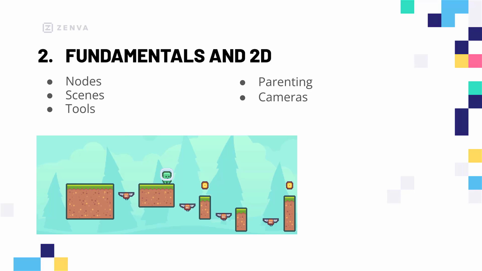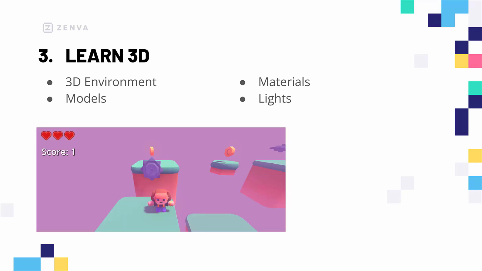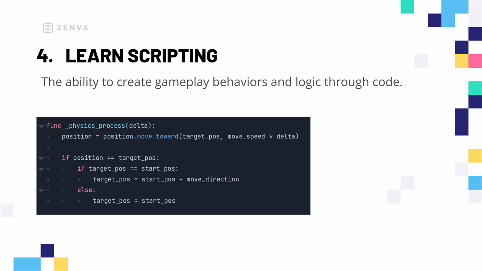We then jumped into learning the fundamentals of Godot as well as 2D development, such as nodes, scenes, tools, parenting, and cameras. We then looked at learning 3D, which involved 3D environments, models, materials, and lighting. And then the second half of the course was spent learning programming inside of Godot using the GDScript language.